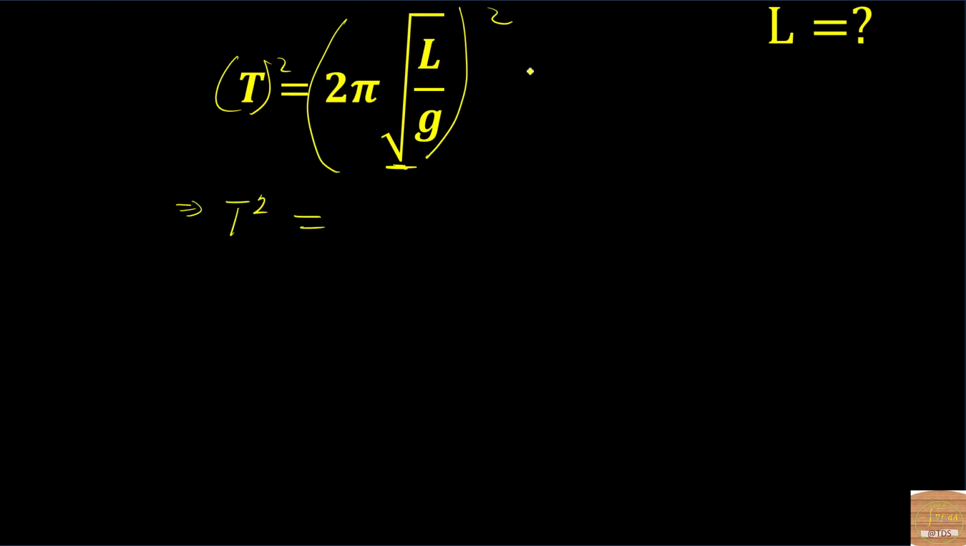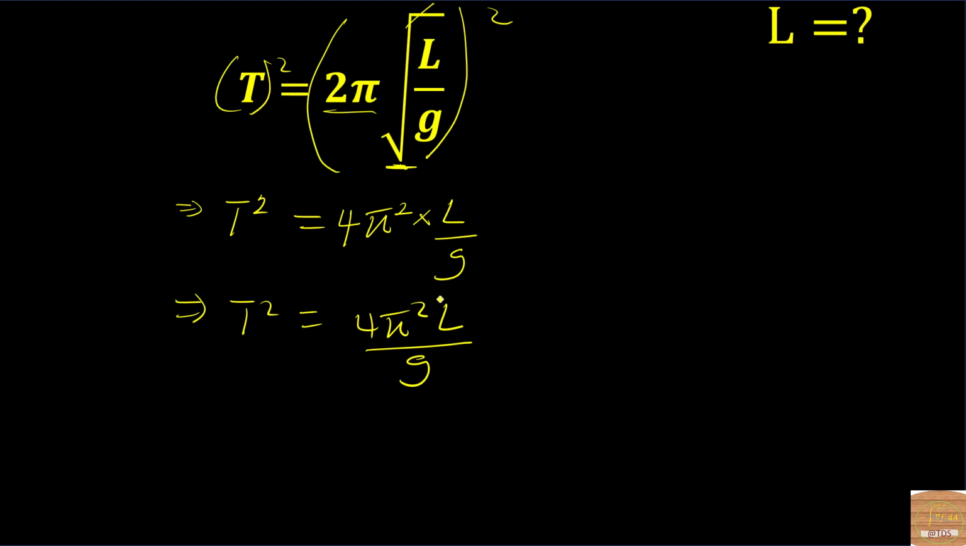Let's look at what is inside the bracket here. To affect this and that, this one will be 2 squared, then π squared, and 2 squared is 4π squared. This square will remove the square root here. So we have t squared equals 4π squared L on g.